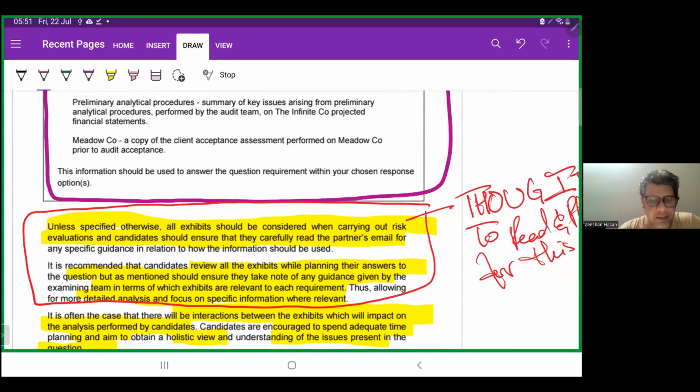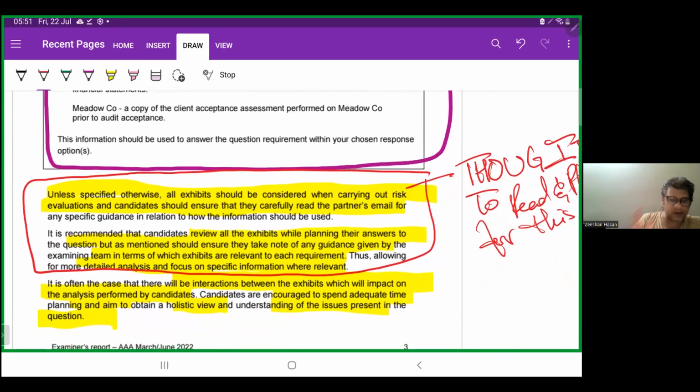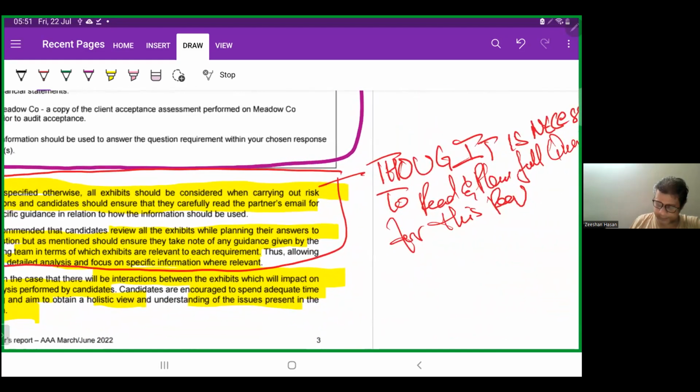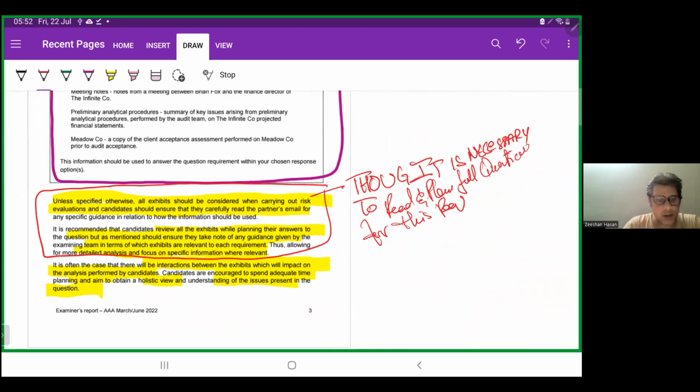Now, see what the examiner states over there: unless specified otherwise, all exhibits should be considered when carrying out risk evaluations, and candidates should ensure they carefully read the partner's email for any specific guidance in relation to how the information should be used. So, as I mentioned over here as well, it is necessary to read and plan the full question for this requirement. So, the correct approach is firstly to read the whole scenario first and then start attempting the question. Okay, so that you can link various parts of the question at the various points.